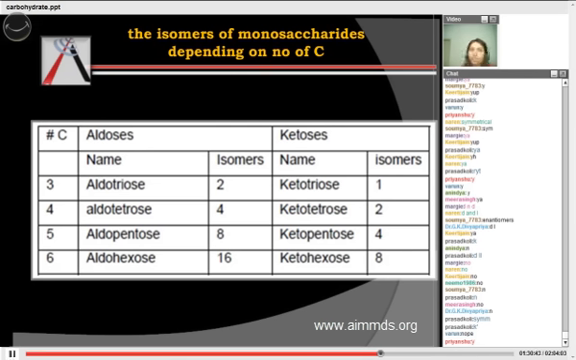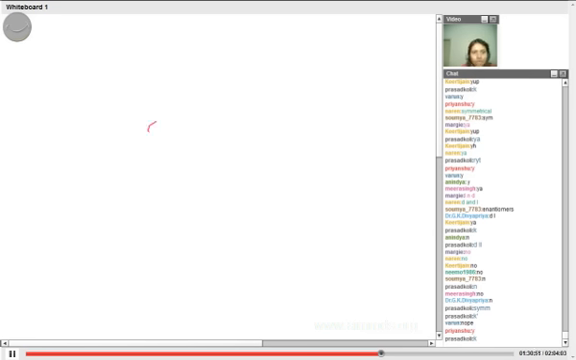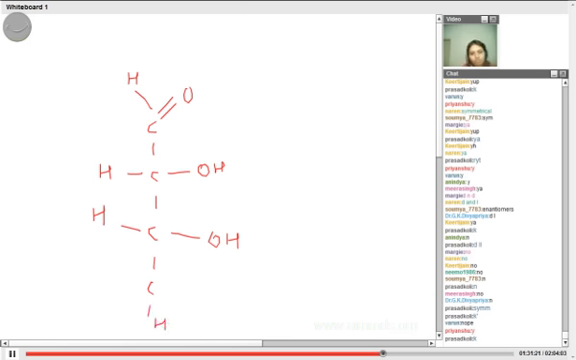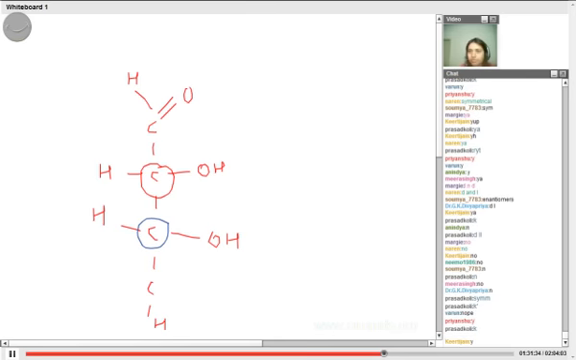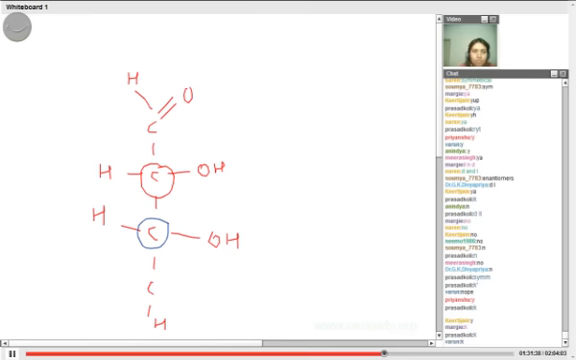Okay. Now the isomers of the monosaccharide depend on the number of carbons. Before I go to this slide, I'll explain a little more on the whiteboard. Let me make a 4-carbon sugar, a tetrose. Now I have 2 carbons in the center. One is this one, and the second one I'll mark in blue. Let me mark the side chains for the blue one. This is one side chain for the blue one.